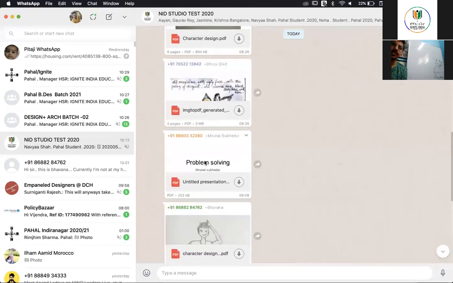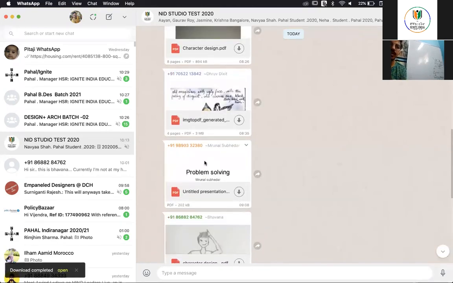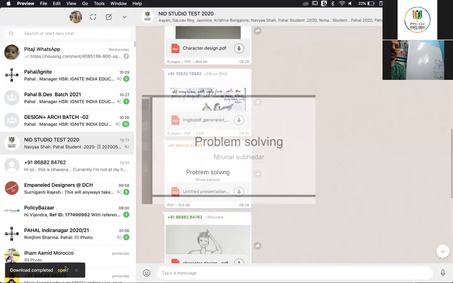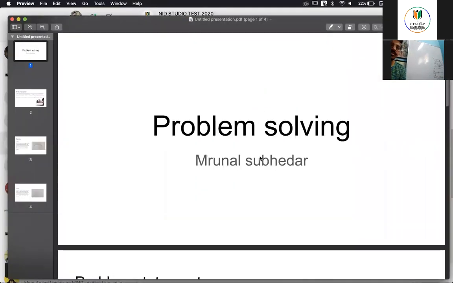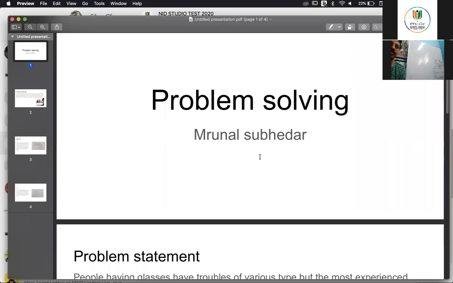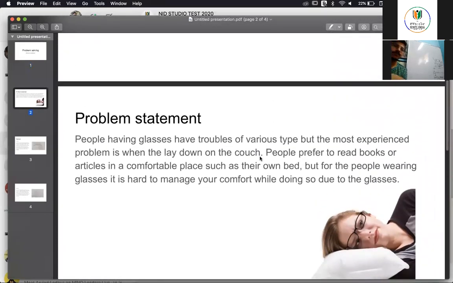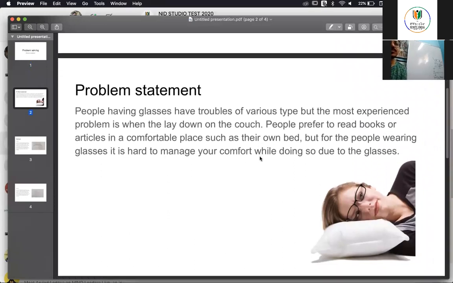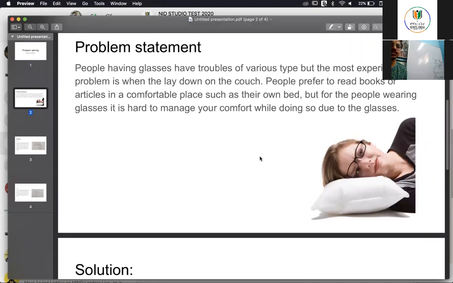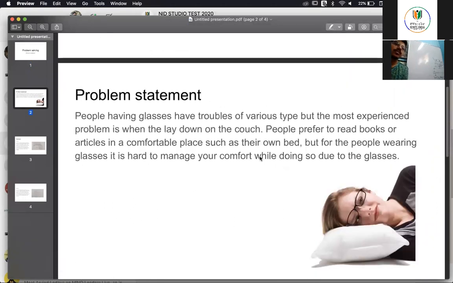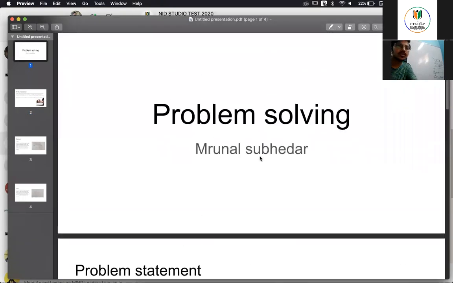Good job, Krishna. Good job, Navya. Ronal. Navya, where is your character? I just sent it. I've been trying to send the email for a while now, but it's not getting sent. But I just sent it on WhatsApp. Yes, here you can send it on WhatsApp only. Okay.